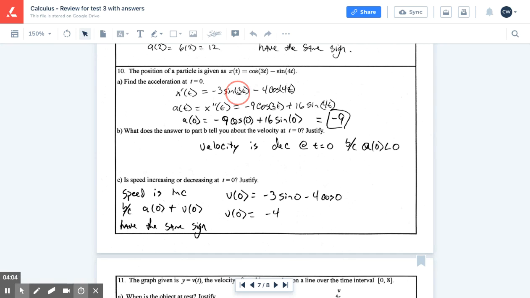Make sure when you're finding the derivative of these things, make sure you're taking the derivative of the inside. Because a lot of you would just do cosine and forget to take the derivative of 3t. That's how we get 3 out front, and that's how we get 4 out front. So don't mess that up. That's a common mistake. So there's my second derivative, and we plug in 0. So cosine of 0 is 1. 1 times negative 9 is negative 9. Sine of 0 is 0. 0 times 16 is 0. So my acceleration is negative 9.